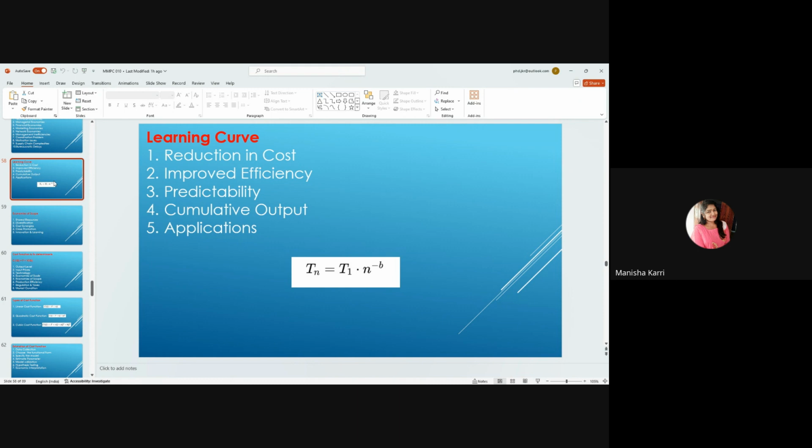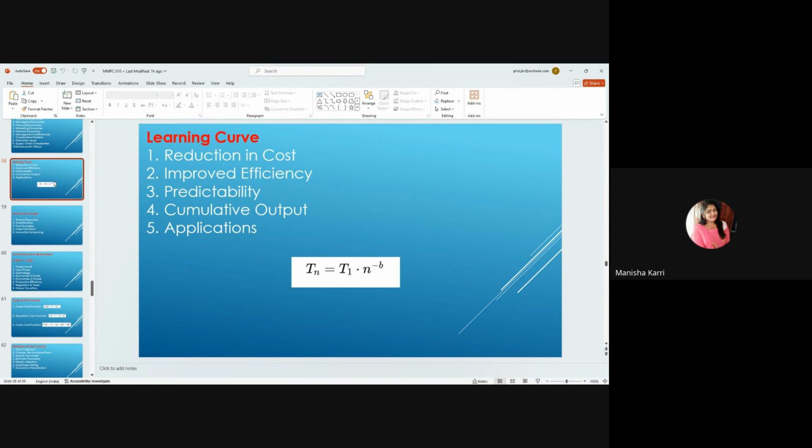So here you can see the formula of the learning curve. Here, TN indicates the time taken to produce the nth unit, and T1 indicates the time taken to produce the first unit, and N is the cumulative number of units produced, and B is the learning rate, which is a negative number indicating the rate of improvement.